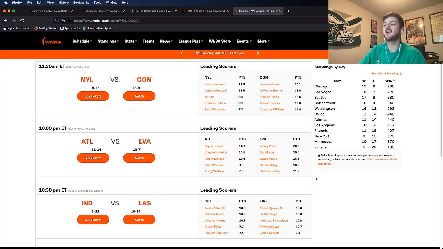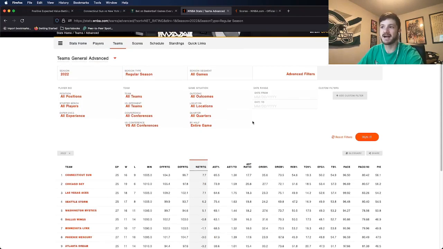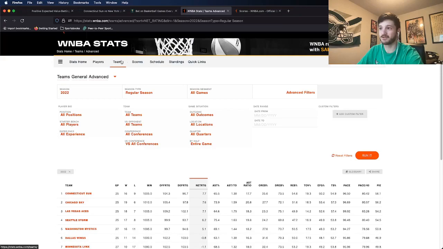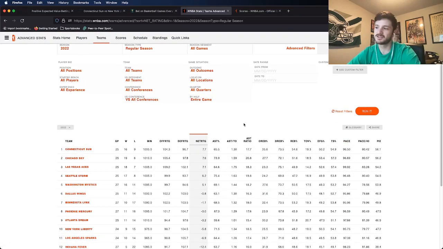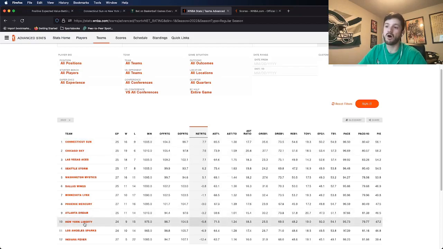And then lastly, I do a little bit of my own handicapping. I'm not going to pretend I do a ton. The stats that I like the most in terms of team performance is just WNBA.com. I go to teams, stats, the advanced stats, and look at net rating. This is generally going to be the sharpest stat in terms of grading team performance. And as we can see, the Sun, the best team in the WNBA, 7.7 net rating. The Liberty, all the way down at 10th.